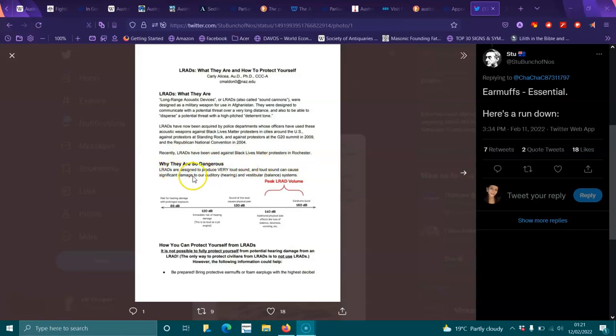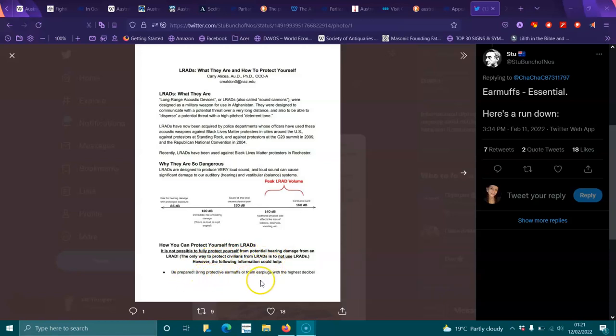Why are they so dangerous? LRADs are designed to produce very loud sound. A loud sound can cause significant damage to our hearing and balance systems. How can you protect yourself? It's not fully possible to protect yourself from hearing damage from the loud sound. The only way to protect people is to not use them.